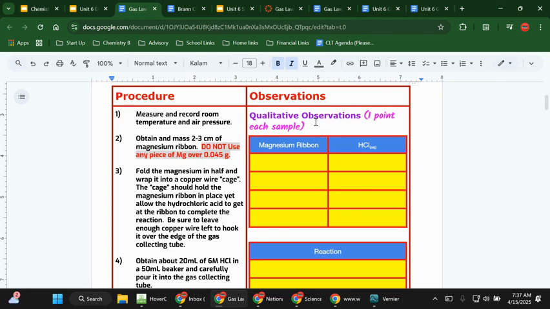Now, for this next part, ladies and gentlemen, we are going to need the magnesium ribbon to be held in place by a copper wire. So it says fold your magnesium ribbon in half and wrap it in a copper wire cage. The cage should hold the magnesium ribbon in place and yet allow the hydrochloric acid to get to it. So here is what I mean by that, ladies and gentlemen. When you get your piece of magnesium ribbon and you are sure that it is not more than 0.045 grams.